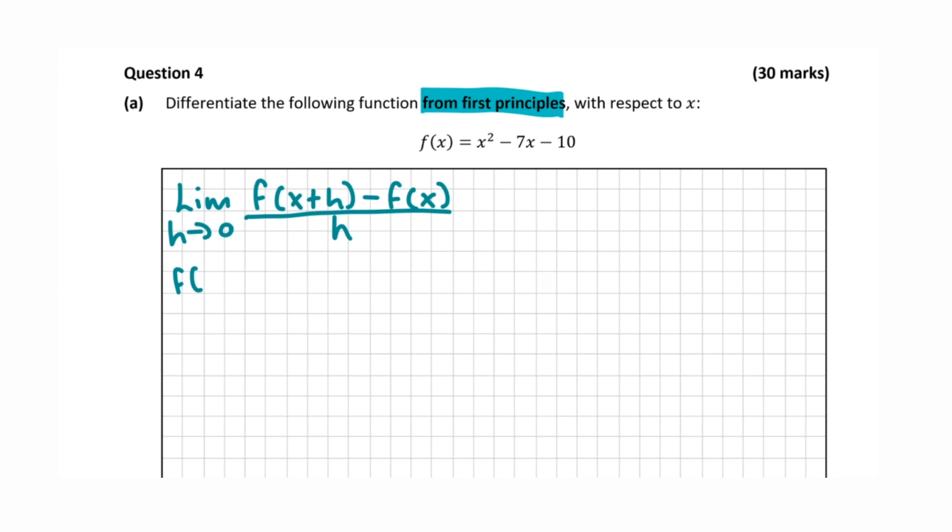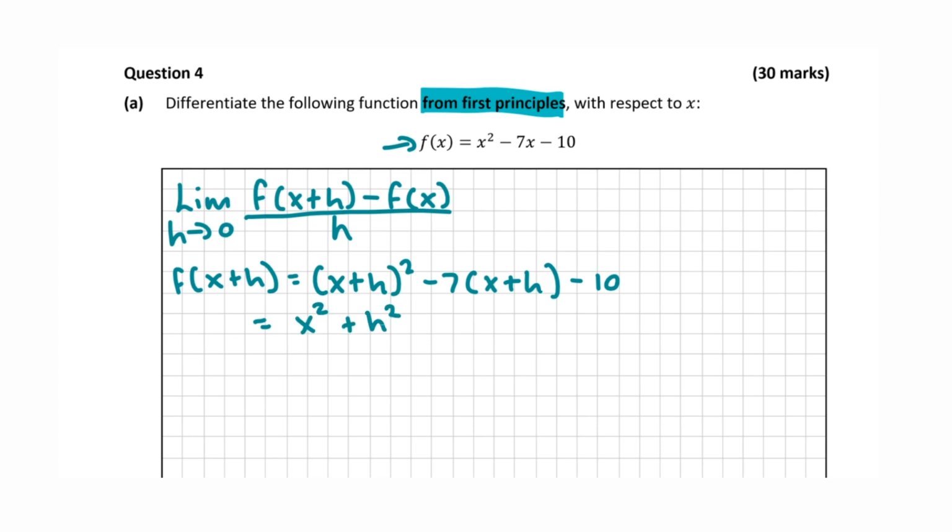So the first thing I'm going to do is write out what f of x plus h is. So to do that, I'm going to go to the original function, and anywhere we have an x, I'm going to replace it with x plus h. So now I'm just going to go ahead and multiply this out. So squaring out the brackets, square the first term and get x squared, square the second term and get h squared, multiplying the first term by the second term and doubling it, we'll get 2xh minus 7x minus 7h minus 10.